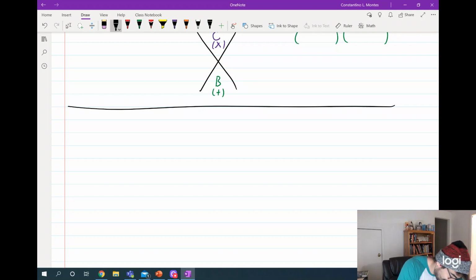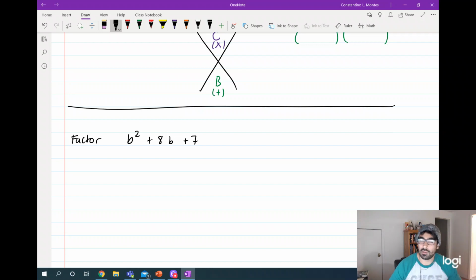Let's go b squared plus 8b plus 7. And I might say something like factor. Okay. We're going to play the x game. I'm going to identify my b and c. This is my b. Not to be confused with little b. It's big B. It's the coefficient of the variable. And then we have my c. So this is b and this is c.